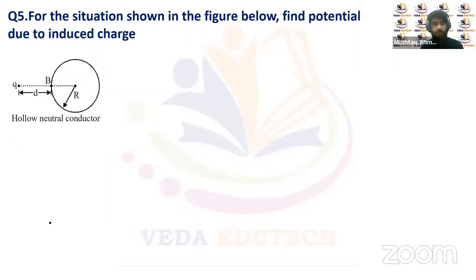So let's discuss question number 5 here. It's a very important question. The question number 5 is that for the situation shown in the figure below, find the potential due to induced charge, right? We'll discuss this case a bit in detail, right?